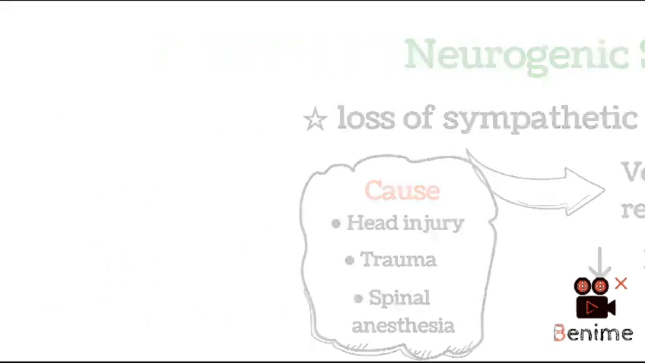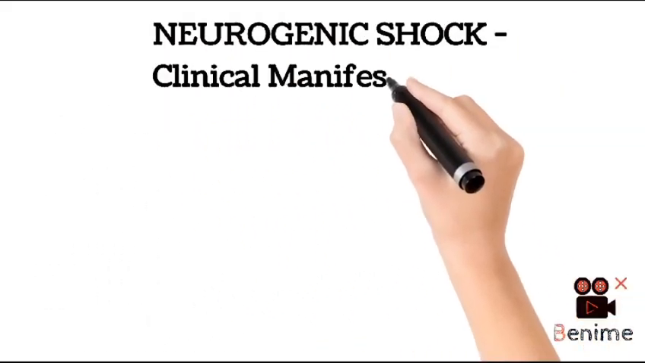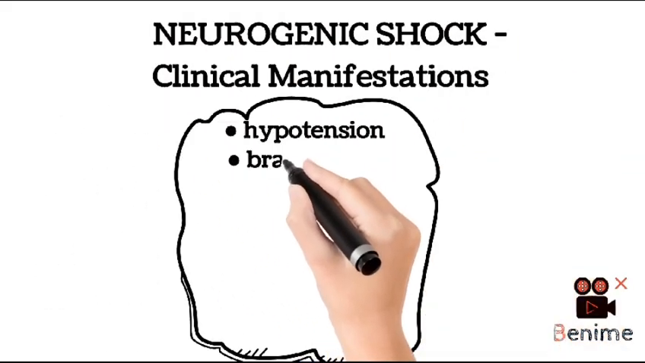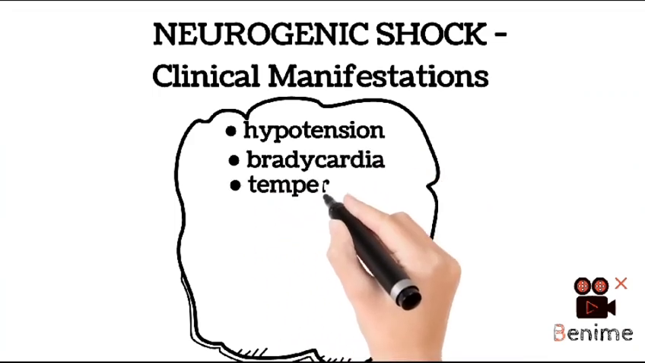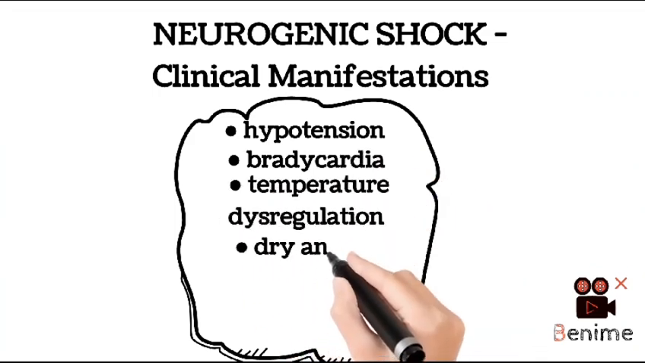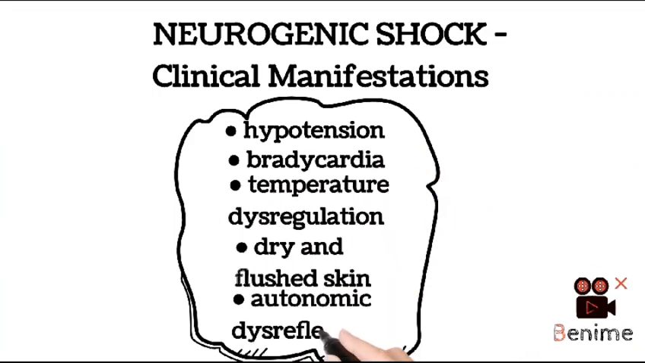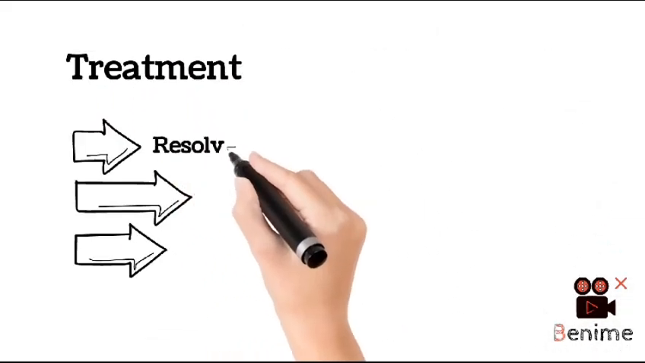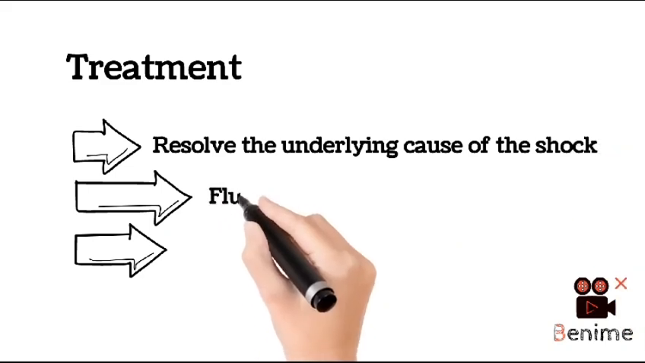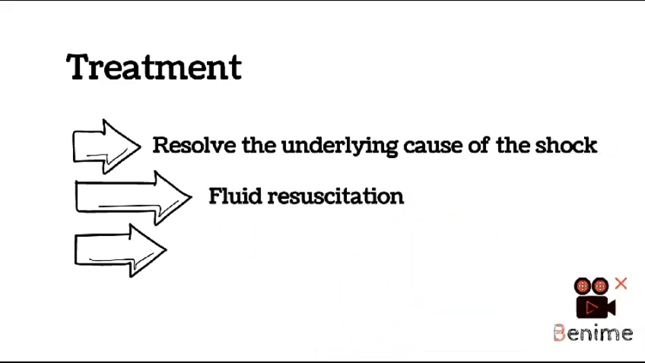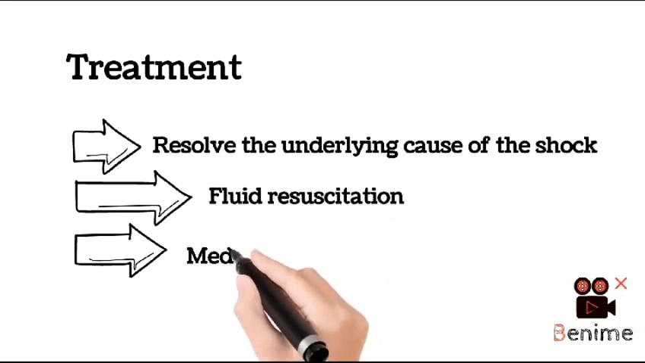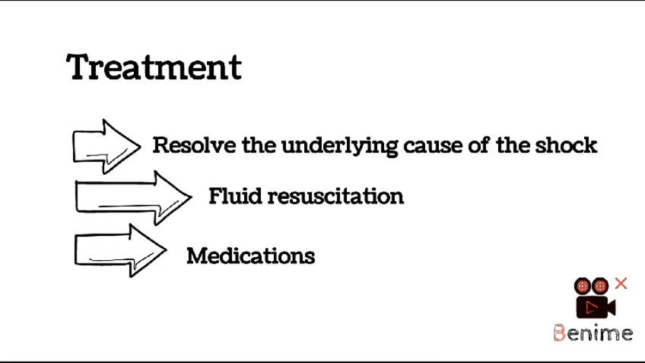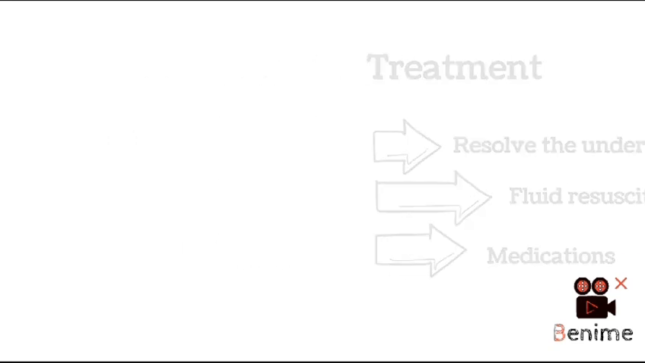Clinical manifestations may include hypotension, bradycardia, temperature dysregulation, dry and flushed skin, and autonomic dysreflexia. Treatment: 1. Resolve the underlying cause of the shock. 2. Fluid resuscitation to increase the blood pressure. 3. Medications to increase the blood pressure.